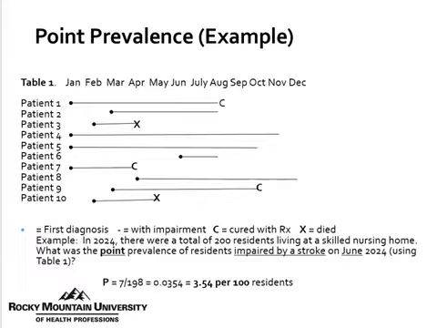The answer would be there were 7 people impaired with stroke out of 198. But wait a second, you said there were 200. Well, we have to take a look and account for the 2 people that passed away. So you're able to see that there, 2 people passed away. So then we're able to calculate 7 divided by 198 gives us 0.0354. And then we convert it to some factor of 10, that there were 3.54 residents out of 100 impaired by stroke in June of 2024.